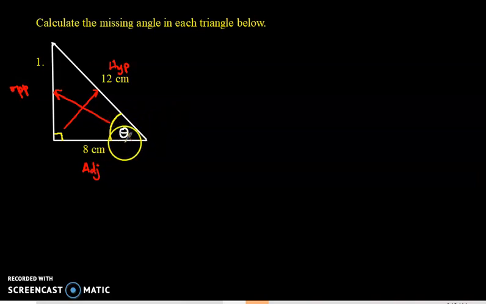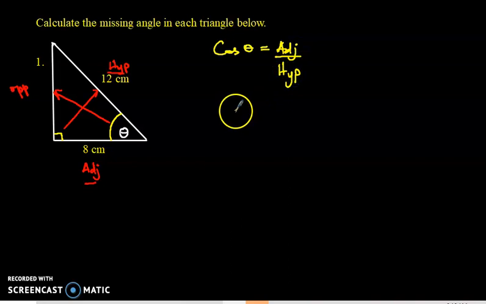We need to calculate the angle right here, which is theta. So you pay attention to the 2 sides that you were given. You were given the adjacent side and the hypotenuse, and the trig ratio that corresponds to this is the cos trig ratio, which says cos theta is equal to adjacent over hypotenuse. So we write that out.